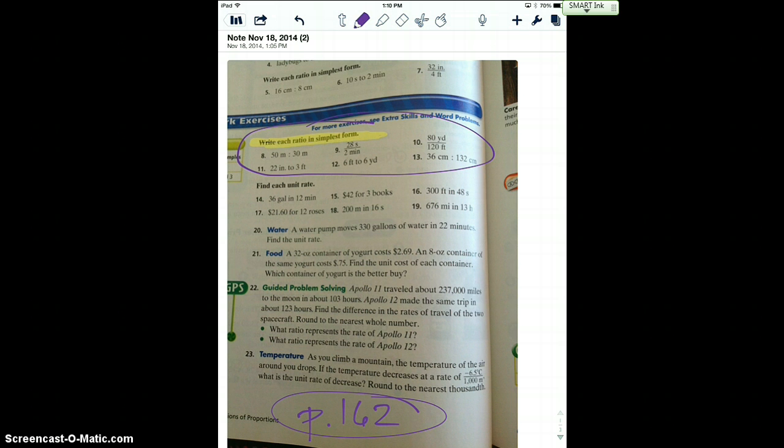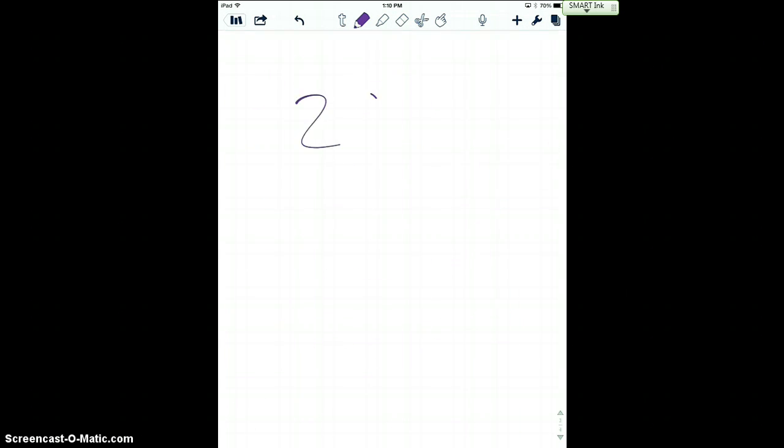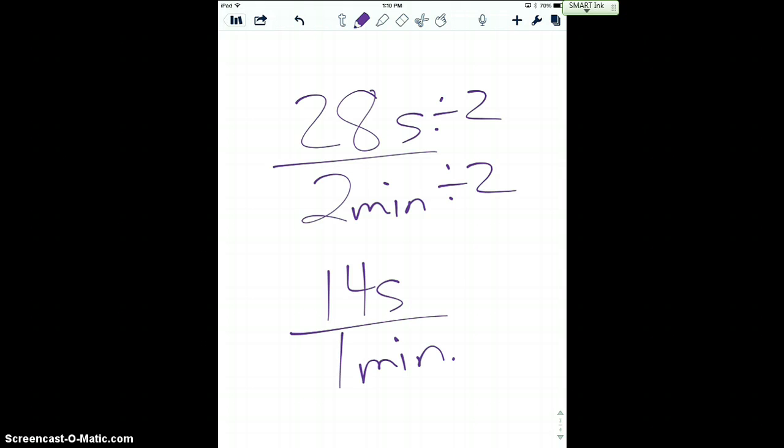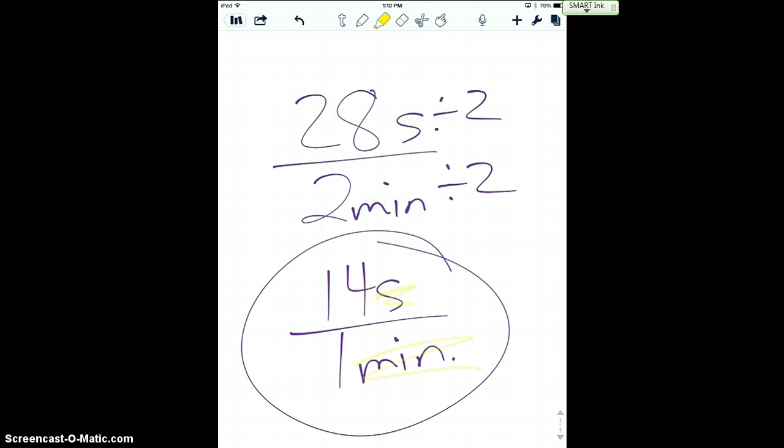Let's just go to the next one. We'll try one more. 28 seconds to 2 minutes. So how would you simplify this one? Well, they could both be divided by 2. So I'm at 14 seconds per 1 minute. And that's as simple as I can get it. Remember, I'm still keeping it as two quantities. I'm talking about a ratio. I'm describing two things. And now this leads us perfectly into what's known as the unit rate.